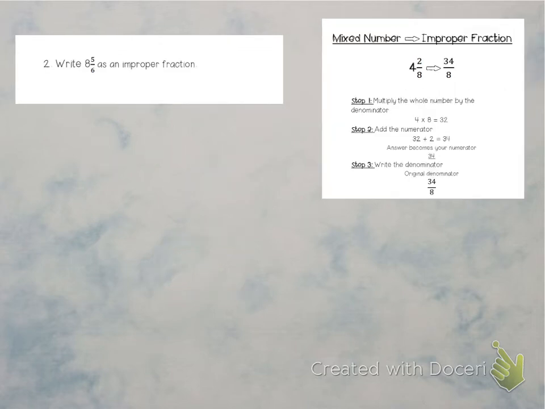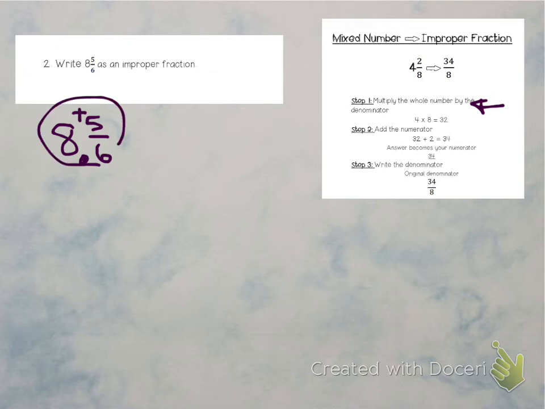Okay. Number 2. Write 8 and 5/6 as an improper fraction. So we have 8 and 5/6. So remember, our step 1 is going to be to multiply the whole number by the denominator. We're going to multiply here. And then step 2 is to add the numerator. And then it all goes back over the same denominator.